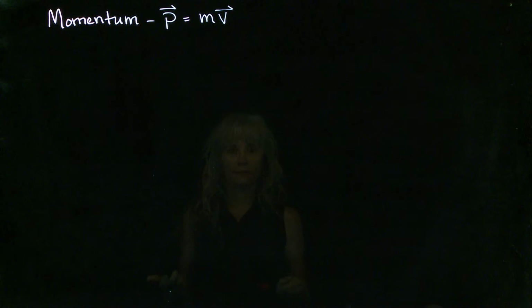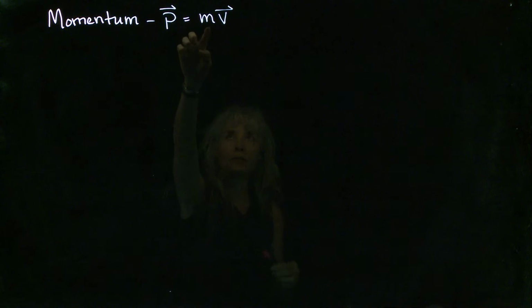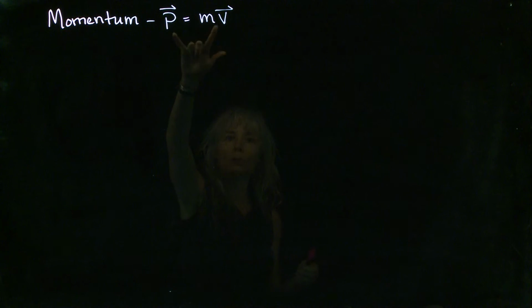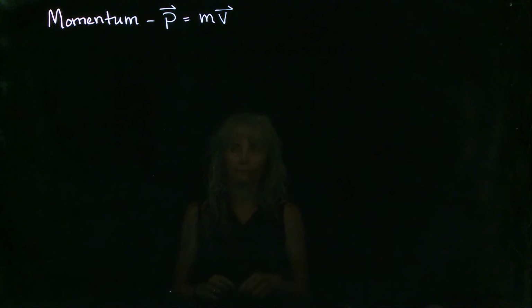Notice if velocity is 0 for an object, then it has no momentum. If the velocity is anything other than 0, then it does have a momentum. And also notice that the direction of the momentum is the same as the direction of the velocity. Mass is always some positive quantity, so it won't change the direction part between velocity and momentum.